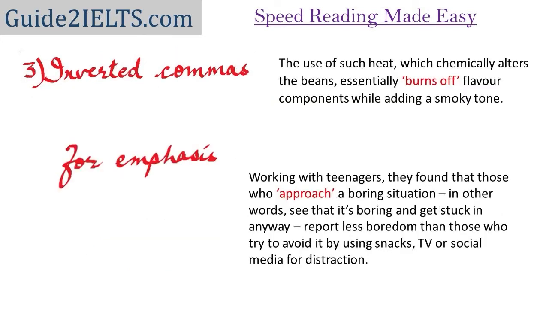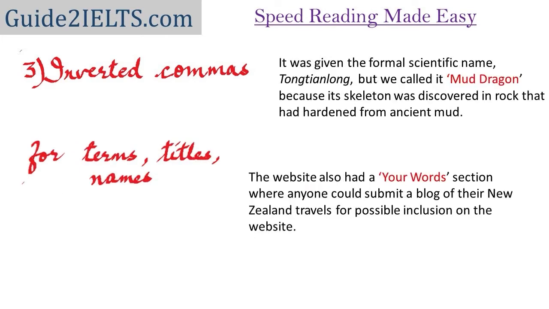Next, inverted commas. Once again, sometimes inverted commas are used just to emphasize a word. The first sentence is an example in which approach is highlighted with inverted commas just to emphasize it. However, a lot of times inverted commas are also used for terms such as mud dragon, your words. Identifying these terms makes it easier to search for content when you're doing your reading passages.